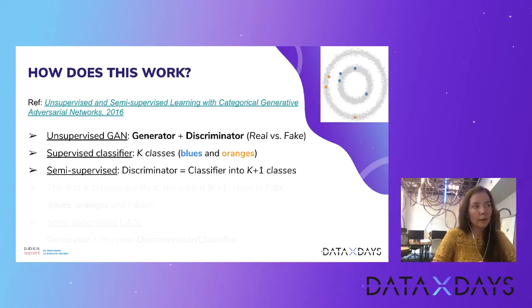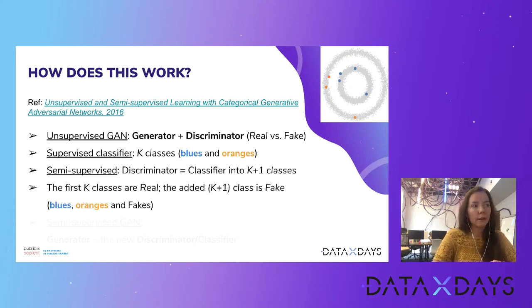In a semi-supervised GAN, we are going to replace our discriminator with a classifier. However, it's not going to be just a simple supervised classifier that we would normally use. It is actually going to be a classifier with an added new class, so with k+1 logits at the output. Now, the first k classes are real, so real in the sense of GAN, and the added k+1 class is fake. So now we have 3 classes, blues, oranges, and fakes.